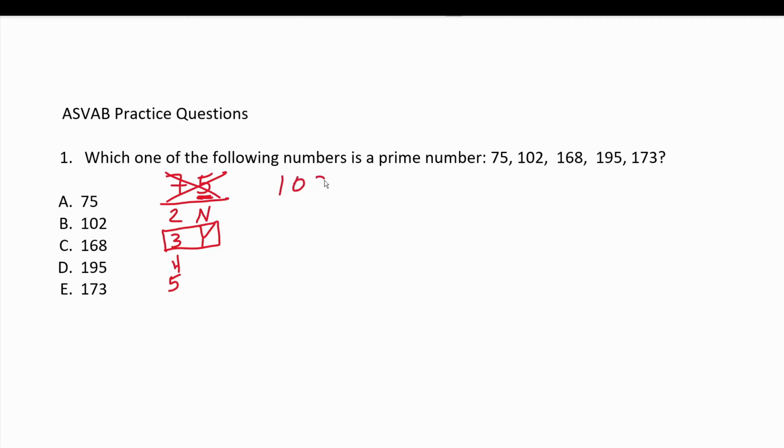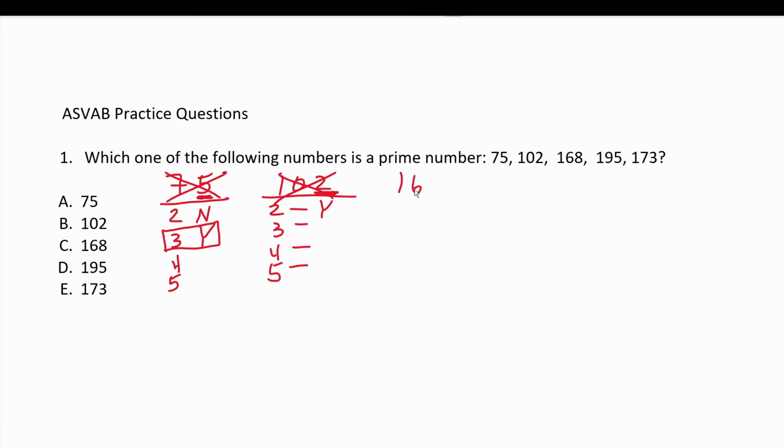All right, let's take a look at 102. And again, you want to check divisibility for 2, 3, 4, and 5. Is 102 divisible by 2? Well, let's start with the divisibility check for 2. According to that rule, if the last digit is even, it is divisible by 2. Well, 2 is even. So yes, 102 is divisible by 2, and therefore it's not prime.